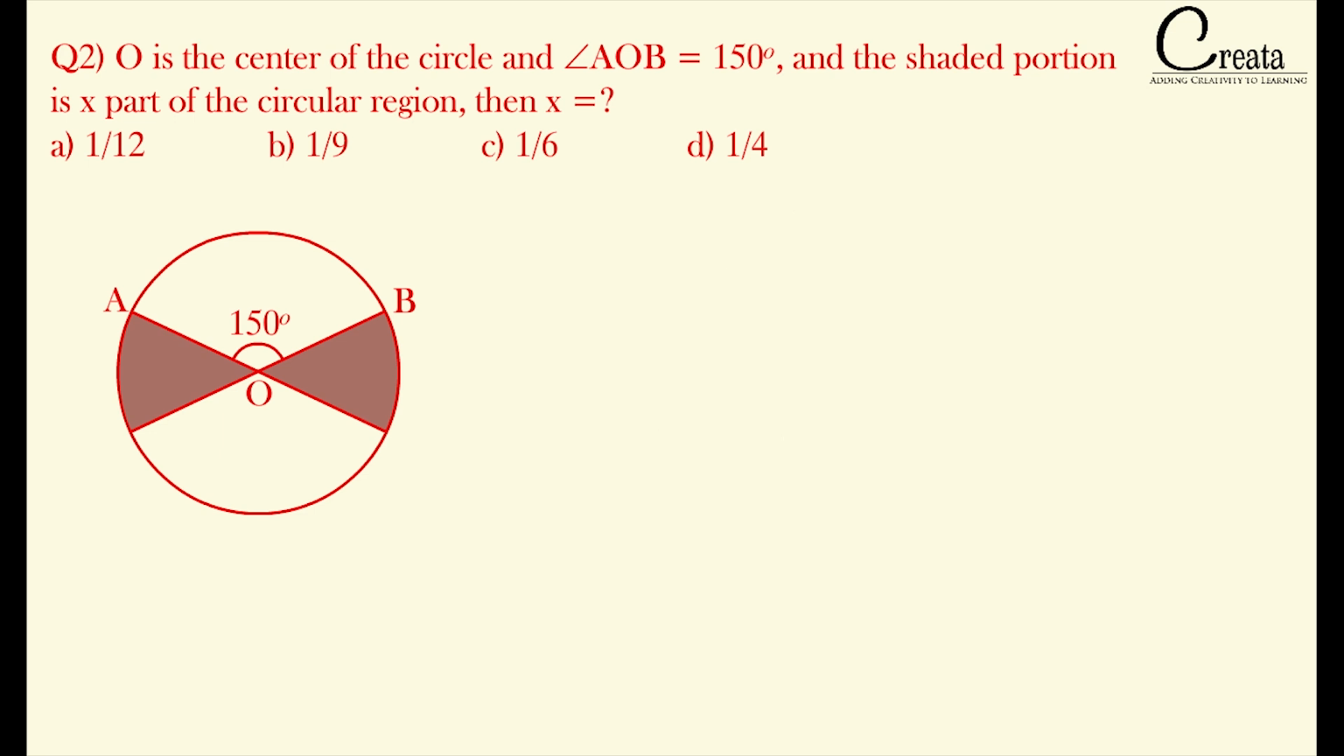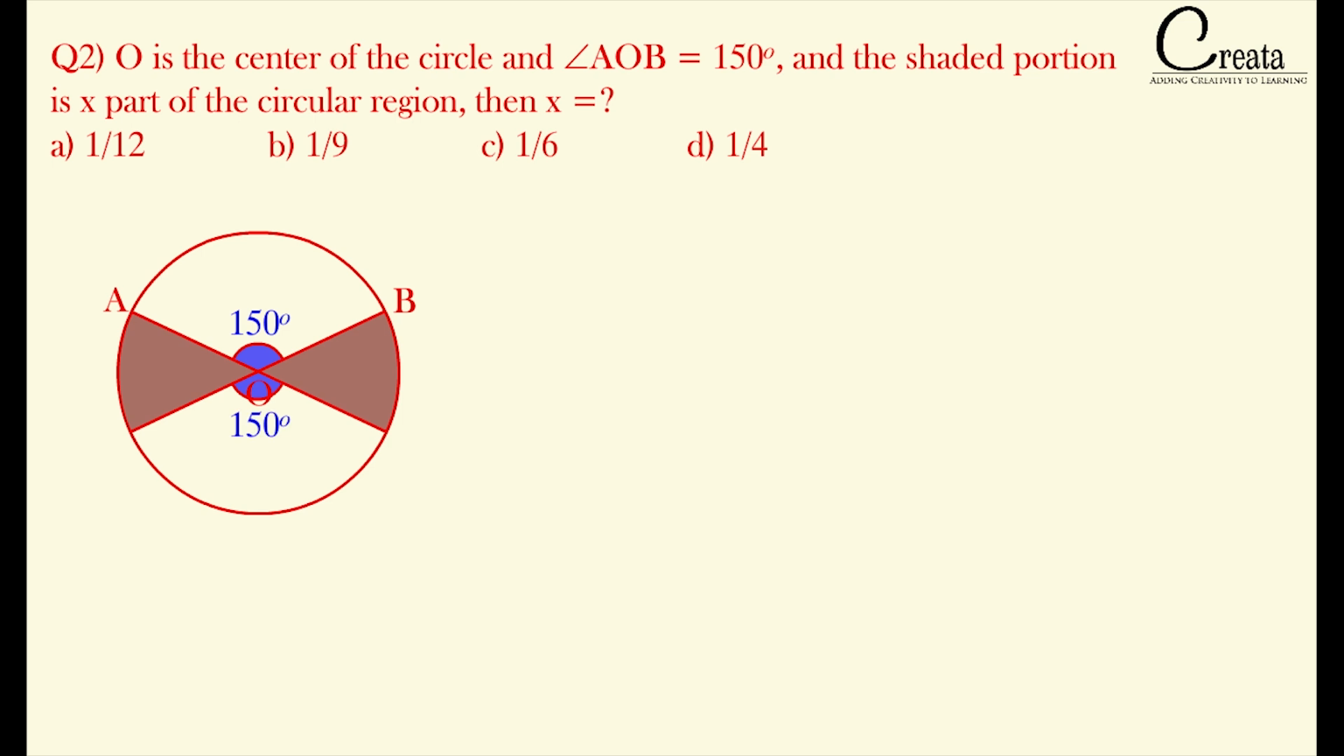So let's approach the question. Our first step, we will observe and visualize the question. So let's observe this figure. This question is saying the angle AOB in the given figure is 150 degree. This angle is given as 150 degree. By looking at the figure, we can say both of these angles are vertically opposite angles, means both of these angles will be equal to each other.